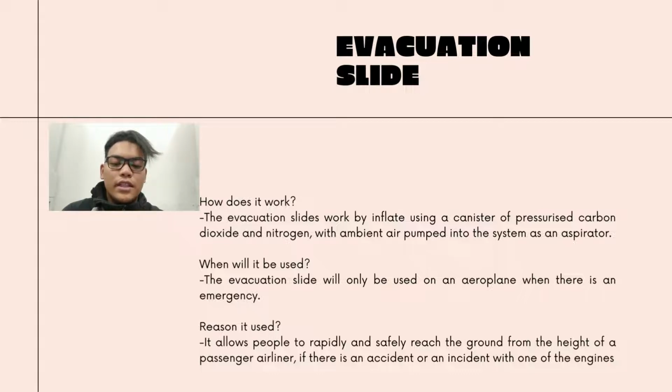The way evacuation slides work is that a canister of pressurized carbon dioxide and nitrogen provides an initial kick to the slide. Only roughly a third of the volume required to inflate the slide is provided by the canister. The remaining volume is provided by ambient air, which is pumped by aspirators into the slide. The evacuation slide will only be used on a plane when there is an emergency. The slide will be inflated on both sides of the plane, either at the front door, back door, or the door located on the wing side of the plane.